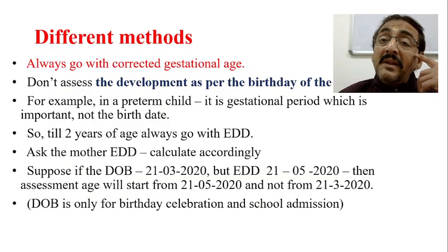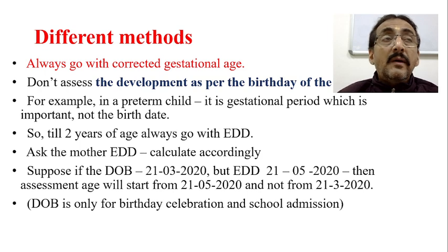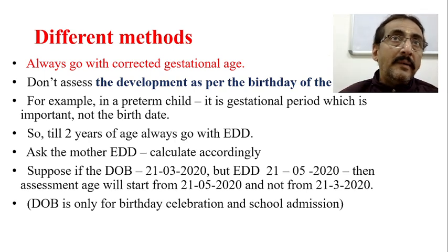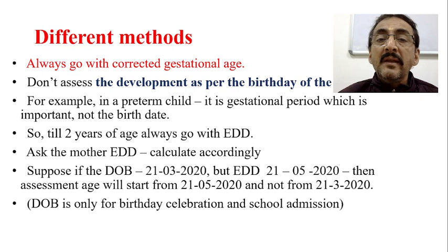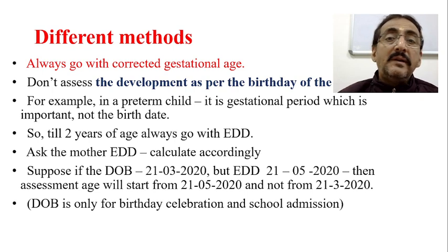Now one more important thing we should know is that whenever you are dealing with developmental delay, always go with the corrected gestational age. That is important, especially for preterm babies. Don't go with the birthday of the baby. The birthday is only for birthday celebration, as well as for school admission. But as far as developmental assessment is concerned, it is the developmental age that is important, not the birth date. So what is the meaning of it?